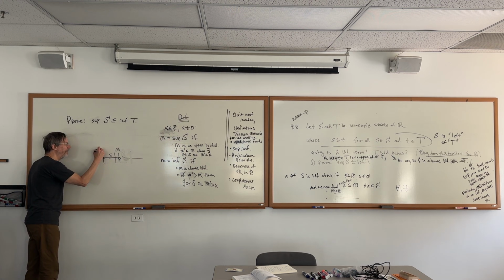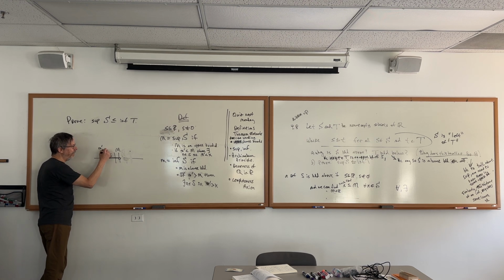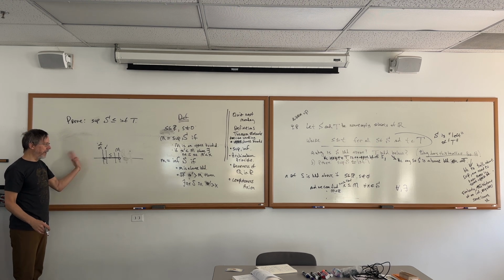Here's little m prime. If I pick, this is little m, this is my inf. If I fall a little bit to the right, instantly now there's stuff in the set that's lower than that number.